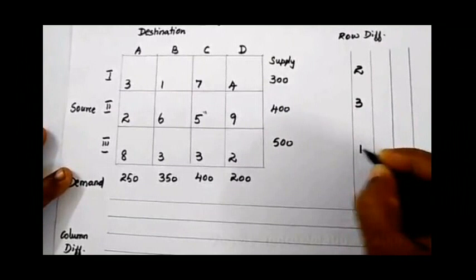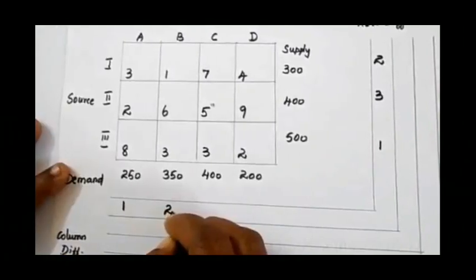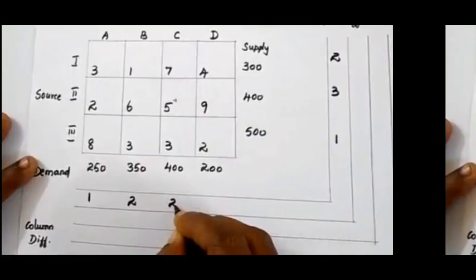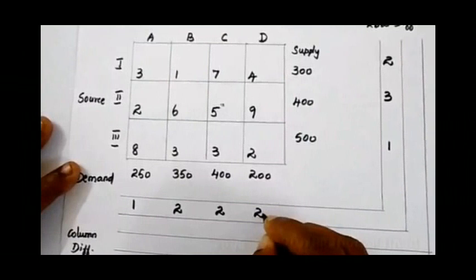Come to the column difference. Here in column number 1, 2 and 3 are the two least elements, and the difference is 1. In the second column, 1 and 3 are the least elements, and the difference is 2. In the third column, 3 and 5 are the two least elements, the difference is 2. And in the fourth column, 2 and 4 are the two least elements, and the difference is 2.